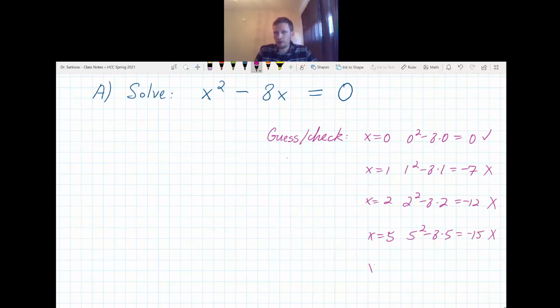Not equal to 0. What if I try x equals 8, for example? 8 squared minus 8 times 8. Hold on, that's 8 squared minus 8 squared, right? You could have seen it, maybe some of you could have. But this is 64 minus 64, which is 0. That works. These are the answers.